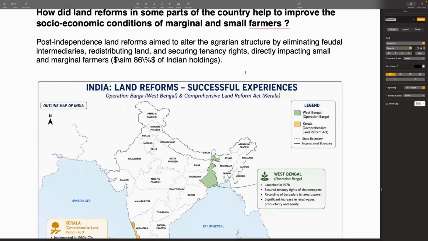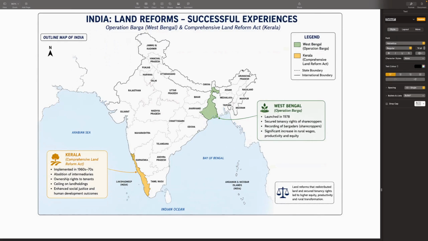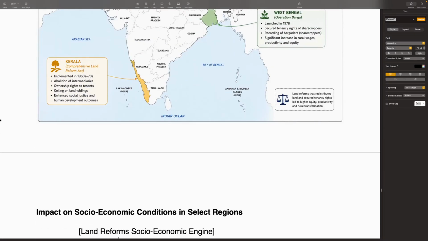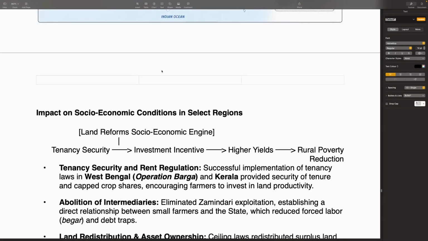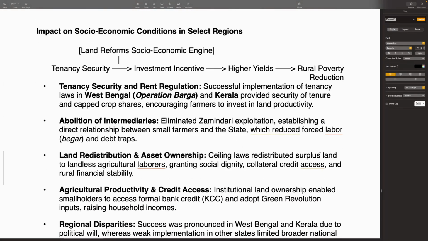86% of Indian holdings. This is the map. Land reform successful experiences: Operation Barga in West Bengal, and the Comprehensive Land Reform Act in Kerala. You can go through this, and this is the map. Map is important. You need not draw exactly with states, just draw an outline and you can show this. Impact on socio-economic conditions in select regions: land reform as a socio-economic engine, tenancy security, investment incentive, higher yield and rural poverty reduction.